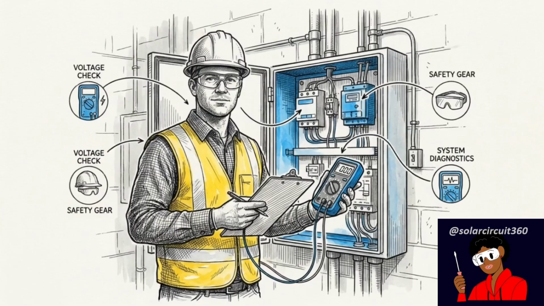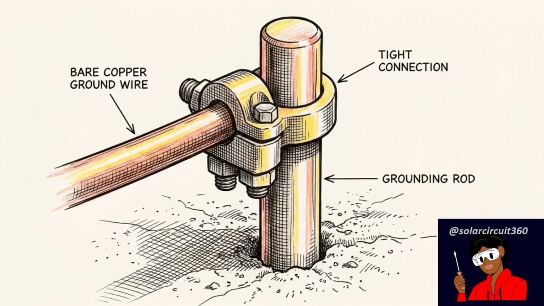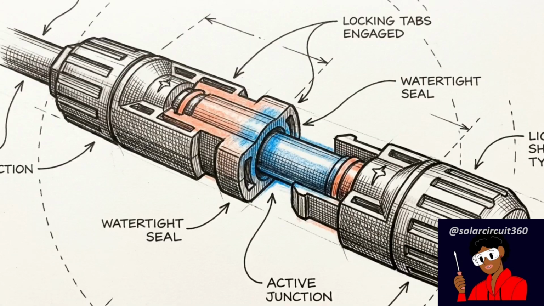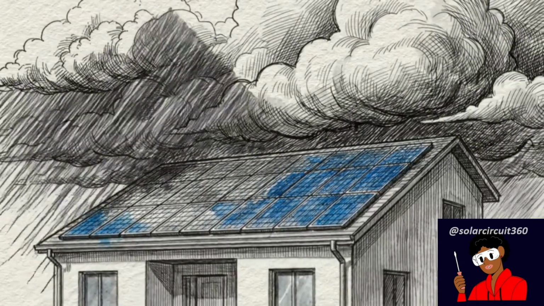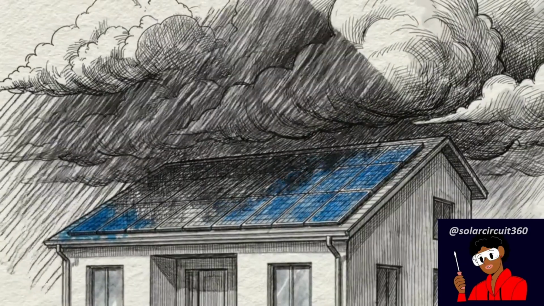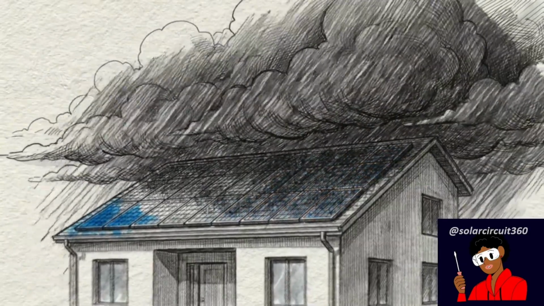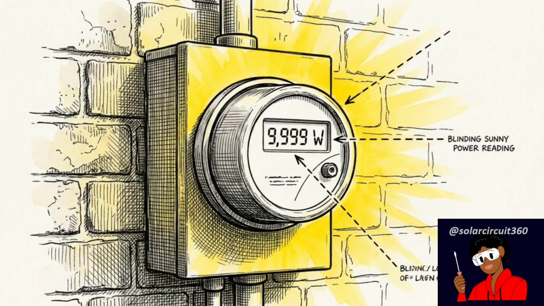Regardless of the architecture, preventing failure requires rigorous professional practices, including precise system grounding, correct breaker sizing, and flawless connector installation. A solar power system should be judged by how its electrical architecture handles the physics of a cloudy day, rather than its peak wattage on a sunny one.